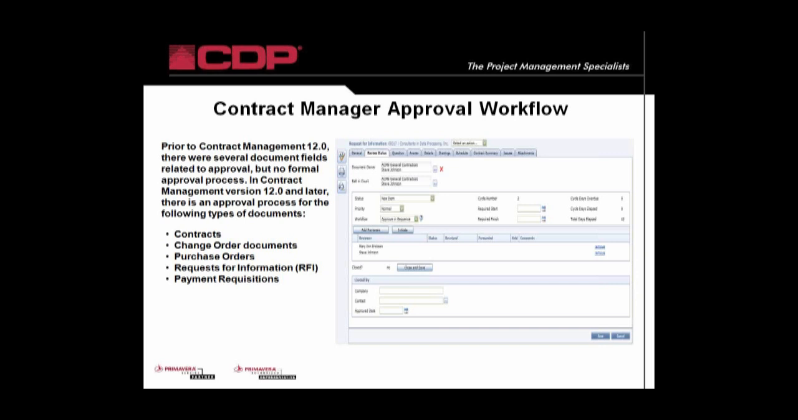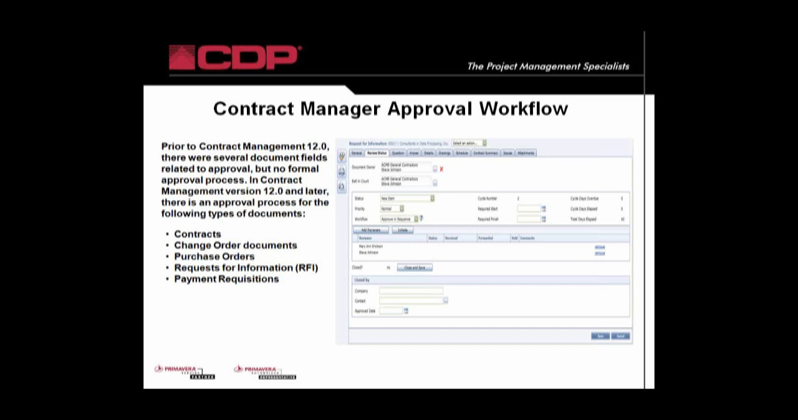And we're going to follow that same process within the contract management tool, in what's called the approval workflow. Prior to Contract Management version 12, there was no formal approval process. But in Contract Management version 12.1 and later, there is a new approval workflow, and the user has the option to use it or not use it at this point. I don't know how it will change in future versions, but for now, you can opt out of using it if you don't wish to.